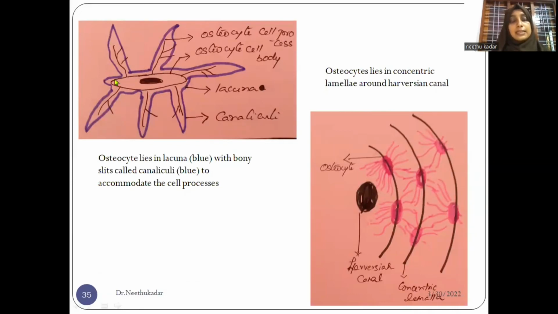You can see this is the cell body of the osteocyte. This is the cell process. The cell body of the osteocyte lies within a cavity called lacunae, whereas the cell process lies in slit-like spaces called canaliculi. Osteocytes are present within the concentric lamellae, and they are interconnected with the help of osteocytic cell processes. Presence of a live osteocyte determines the vitality of bone.